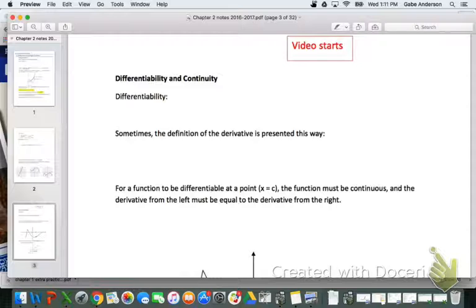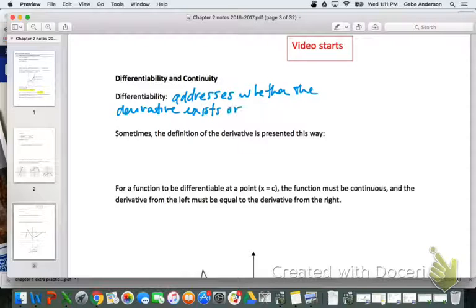Let's talk about differentiability for just a minute here, what that is. What all this does is it addresses whether the derivative exists or not at a particular point. It addresses whether the derivative can be found or not at a point.